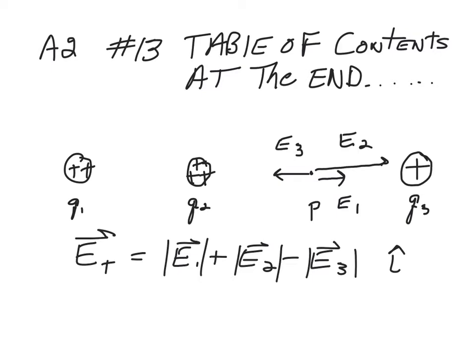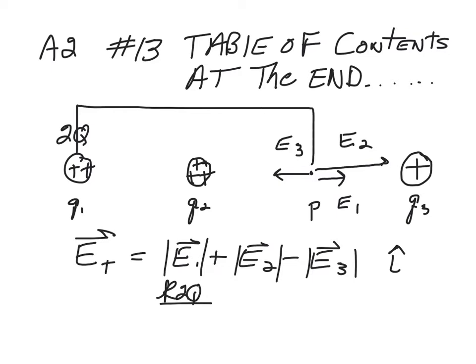It's K, 2Q, over R squared. So the distance from Q1 to the point, that's always the distance you want, is 2D. So that's 2D squared, that's 4D squared. Okay, see if you can do the rest of them. Pause the video and do the other 2, and then come back and check.